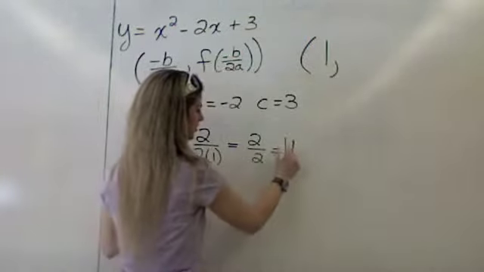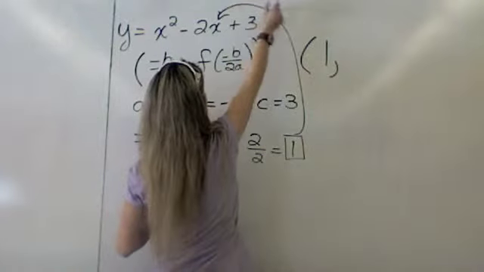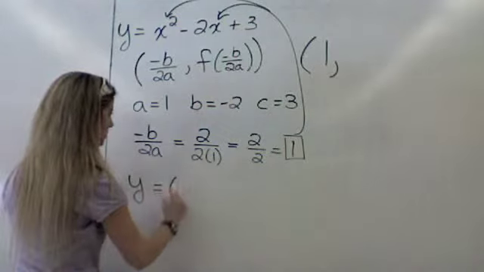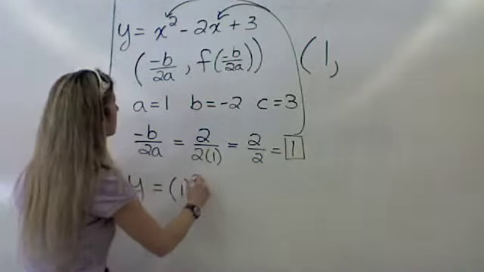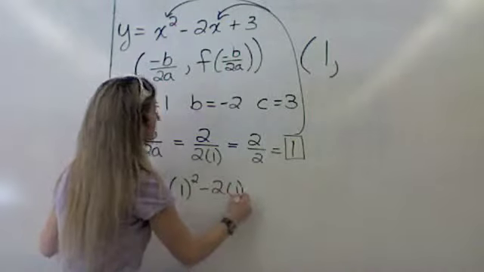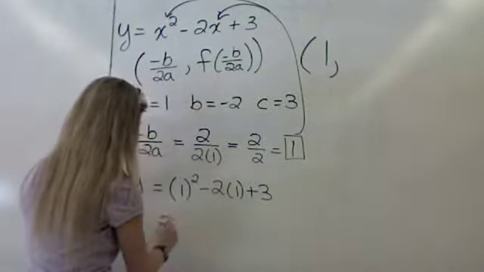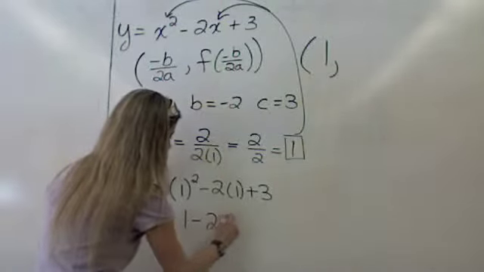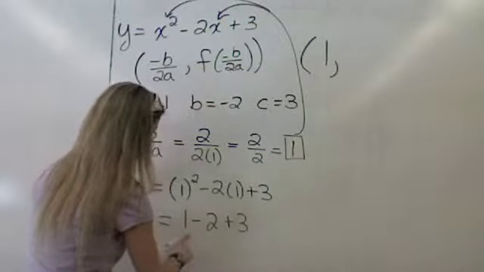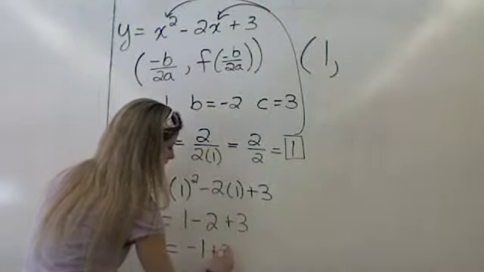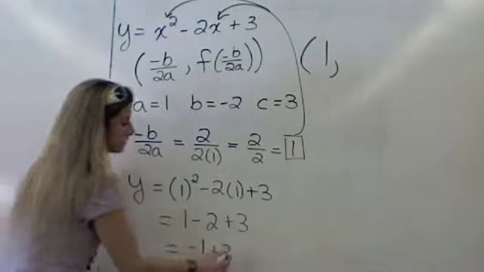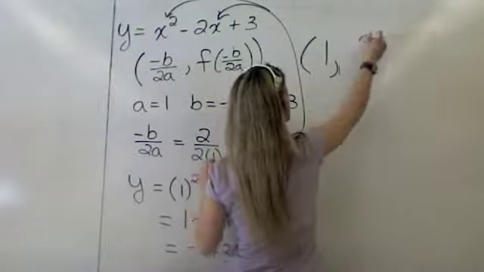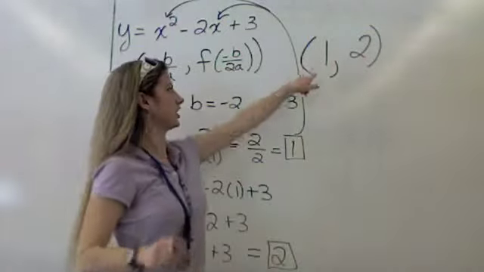And then, of course, we just take the 1 that we got and plug it in up here to find our y. Y equals 1 squared minus 2 times 1 plus 3, which equals 1 minus 2 plus 3. So 1 minus 2 is negative 1, plus 3 is going to equal 2. So our y coordinate is 2. Okay? So there's our vertex, 1, comma 2.